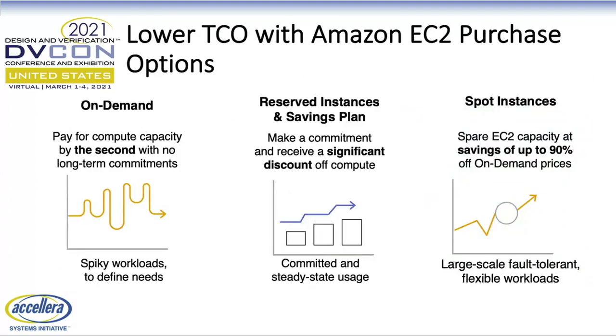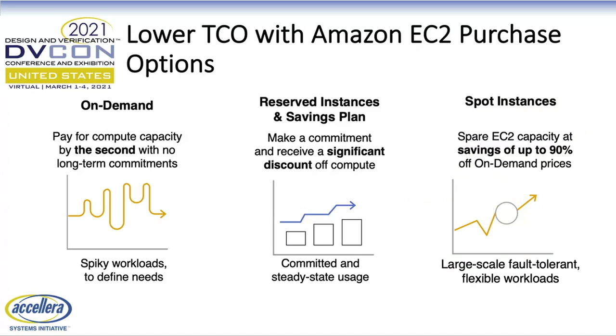I touched upon the different EC2 purchase options earlier. So going from left to right, we start with the on-demand compute price, or on-demand option. And essentially, this is the most flexible pricing option that's available. You essentially pay for the compute capacity by the second without requiring any long-term commitments. And on-demand instances are typically used for spiky workloads, or when you are not sure exactly what your needs are. So maybe you want to start experimenting and figuring out what your long-term needs are going to be.